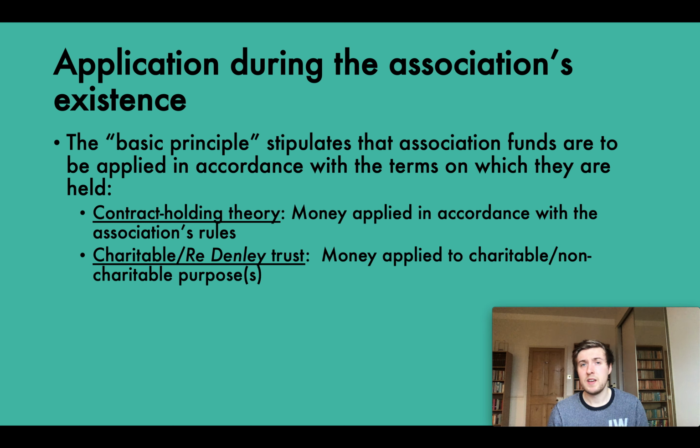Note, however, as mentioned before, the association's rules can be changed by its members so as to allow the funds to be spent on new purposes. So the common law rule is that the association's members can only change the rules if acting unanimously, but this could be varied by the rules themselves. For example, the rules themselves could simply provide for majority consent.